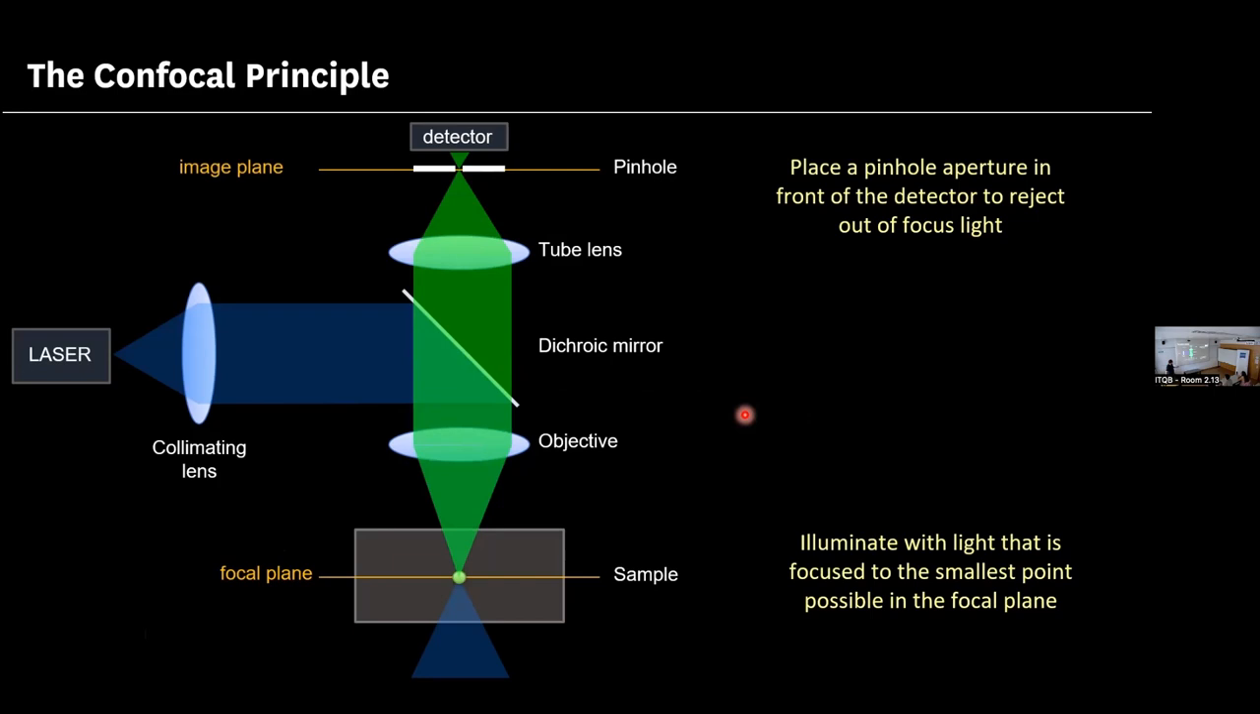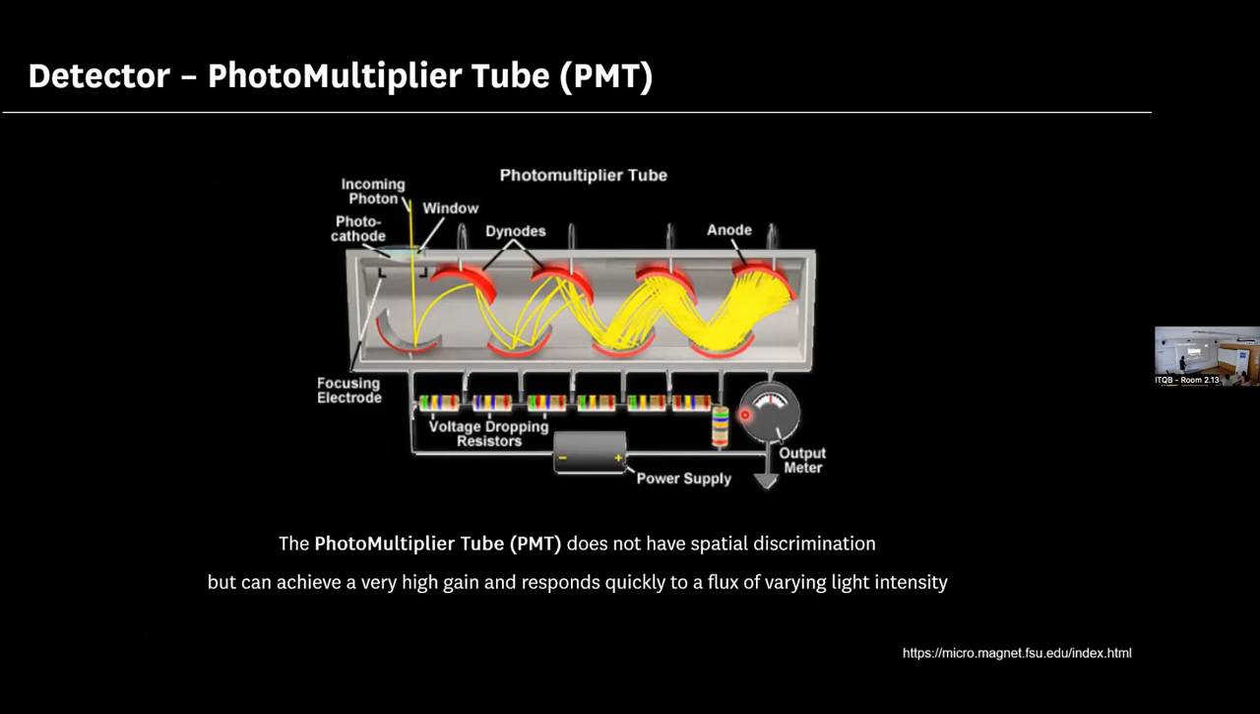The detectors that we use in confocal microscopy and that were used at the time and even variations today, they capture a low amount of light because most of the light will be rejected by the pinhole. So only a few photons reach the detector.